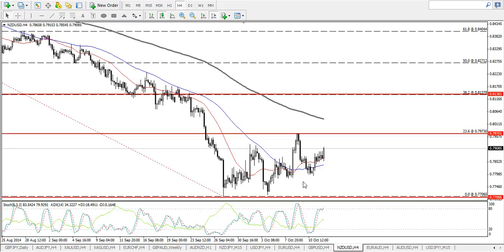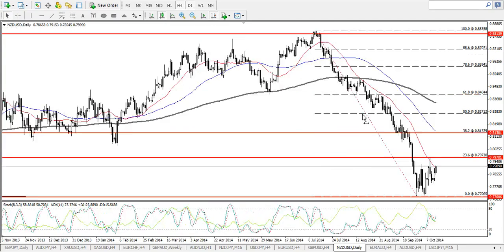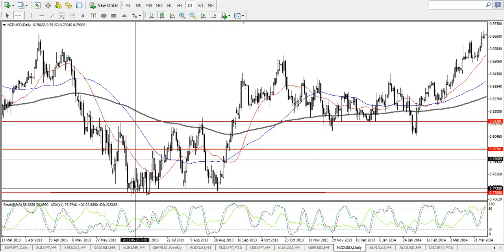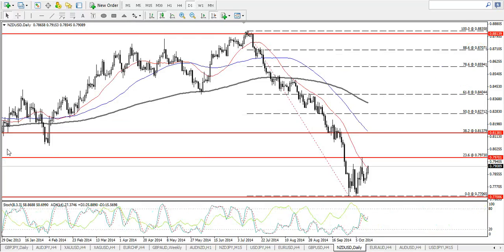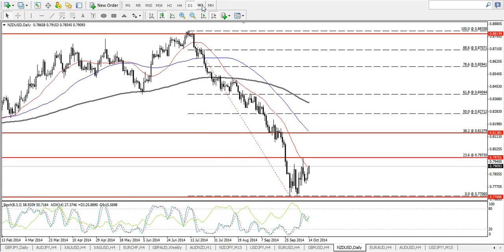And next we have the New Zealand dollar against the US dollar. Ever since price touched the low of 0.7706, which is the previous low back in June 2013, it started to rebound. So we're looking at a further retracement right now.